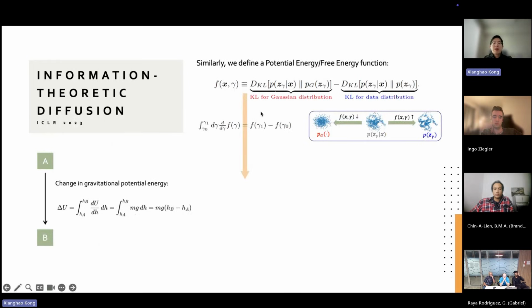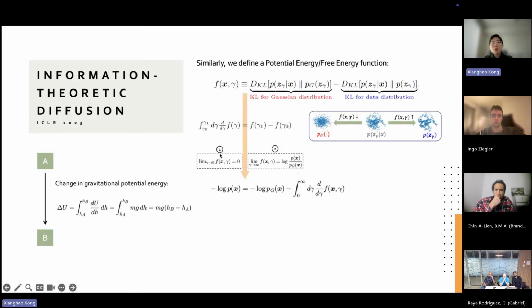So we have this thermodynamic integration from state gamma 0 to state gamma 1. We also have two boundary cases, right? When gamma is close to 0 and when gamma is close to infinity. So we put equation 1 and equation 2 into this thermodynamic integral, and after some simplification, we can get this negative log-likelihood equation.